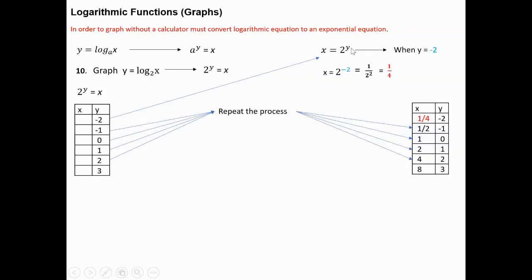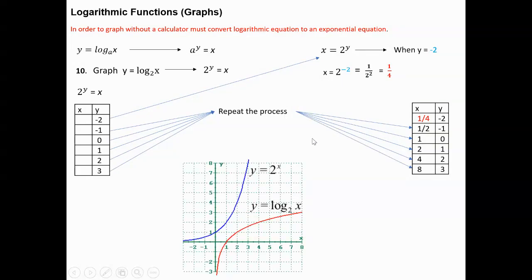And when y is 3, we plug in the 3, so it'll be 2 to the third power. So my x will be 8. And here are the graphs of both the exponential and also the log. These are called inverses of each other.